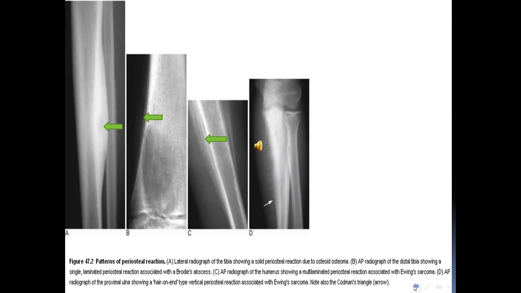Here is another example. In image A, we can see the solid periosteal reaction. In image B, we can see just a very thin layer overlying the cortex. This is also an example of simple or benign periosteal reaction. So A and B are simple, while image C shows multi-layering. And lastly, in image D, we can see a very fine sun ray spiculation and early Codman triangle seen in the upper tibia.